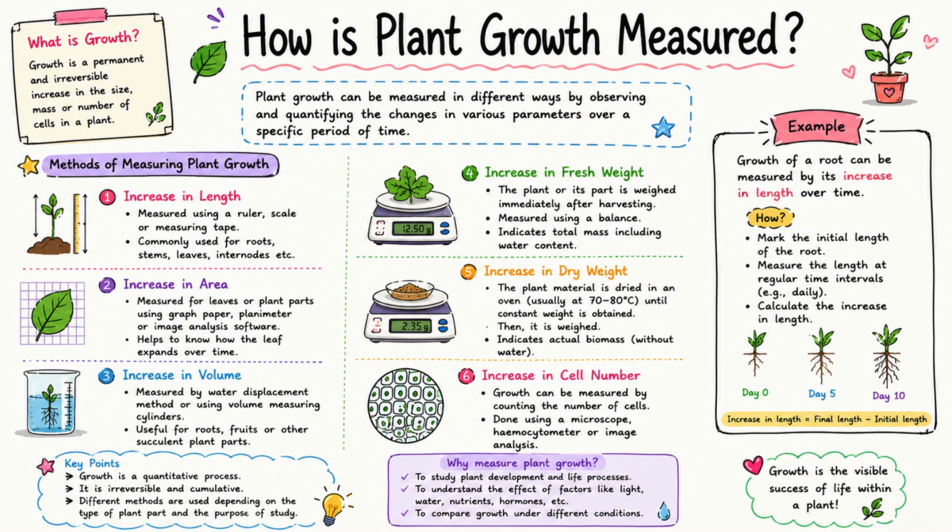Dry weight can also be measured by removing the water from the plant tissue and then measuring its remaining mass. Growth can also be measured by counting the increase in the number of cells. For example, if we want to measure the growth of a root, we can measure its length at regular intervals of time. Suppose a root is 5 centimeters long at the beginning and after 5 days it becomes 10 centimeters long. This increase in length shows that the root has grown by 5 centimeters during those 5 days. Therefore, growth means a measurable increase in size, mass, volume, area, or cell number over a period of time.